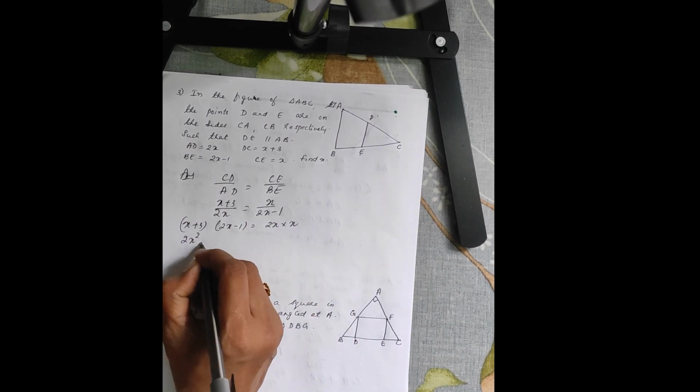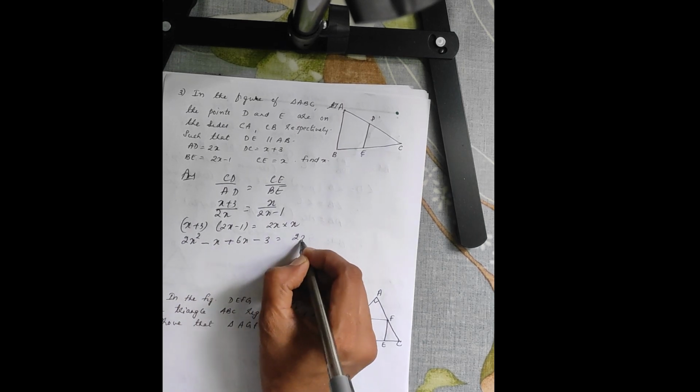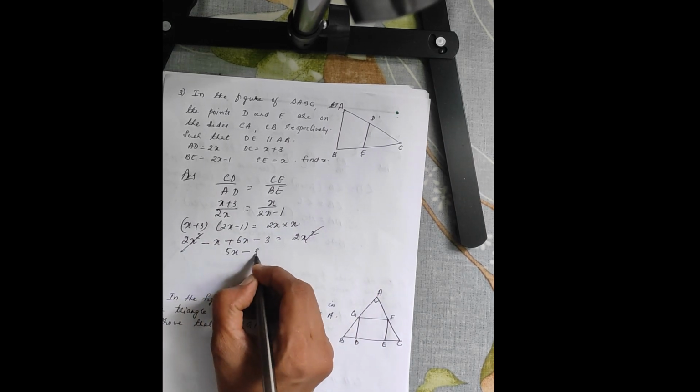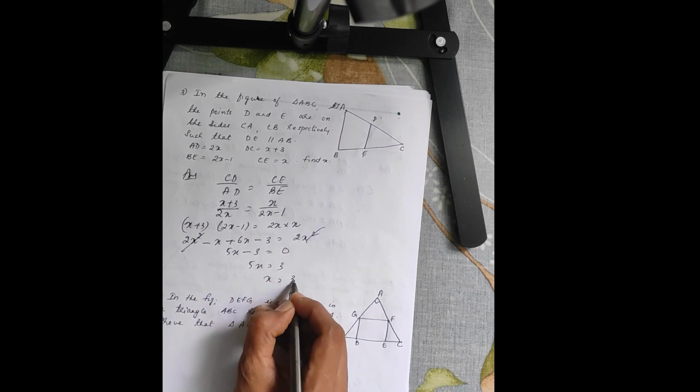So open the bracket, 2x square minus x plus 6x minus 3 equal to 2x square. This is cancelled. This is 5x minus 3 equal to 0. 5x is equal to 3. x is equal to 3 over 5.